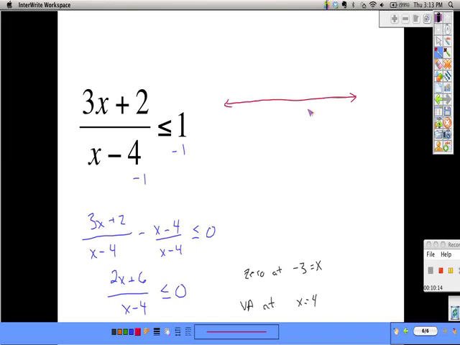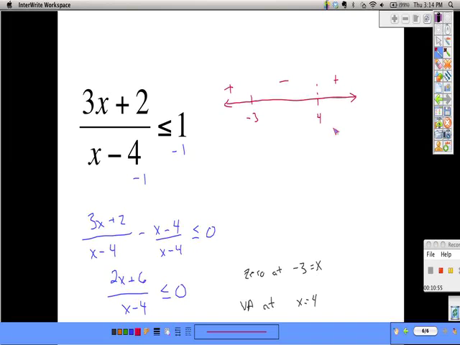Huzzah! So, sign diagram. We have a vertical asymptote at 4. We have a 0 at negative 3. And I'm going to plug in, say, 0. So we have 6 over negative 4. That is a negative number. The 2x plus 6, there will be a sign change there because that's an odd-powered factor. And then the x minus 4 is an odd-powered factor, so we should have a sign change here.